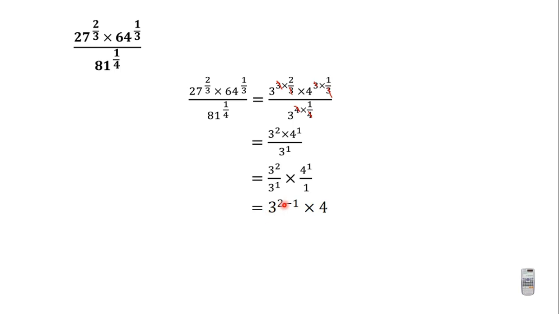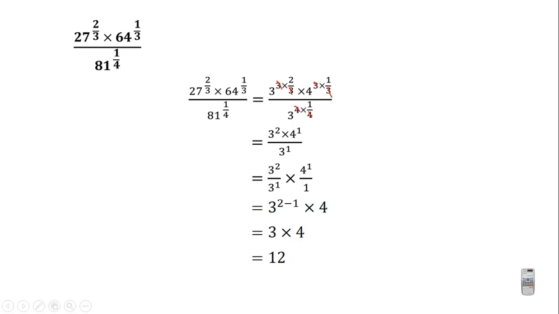We subtract the exponent of the denominator from the exponent of the numerator. So we have 3 exponent 2 minus 1 times 4 exponent 1 is 4. 4 divided by 1 is 4. So 2 minus 1 is 1, and we are going to have 3 exponent 1, which is the same as 3, times 4. 3 times 4 is 12. So the answer to this question is 12.